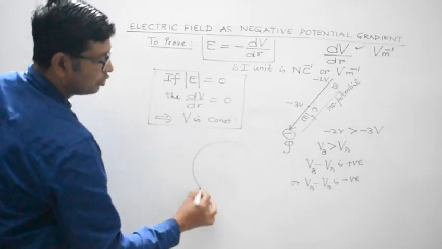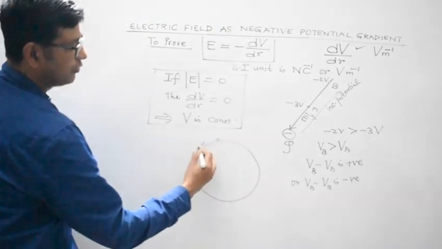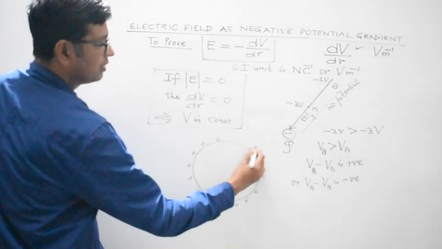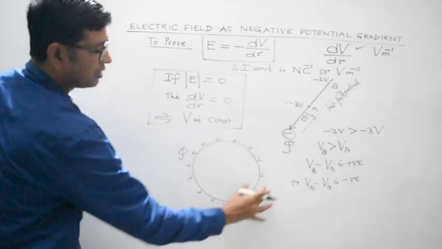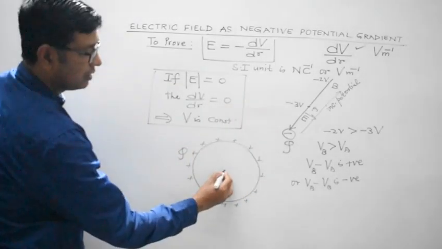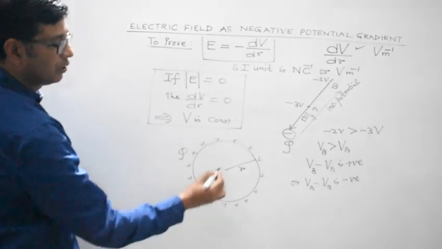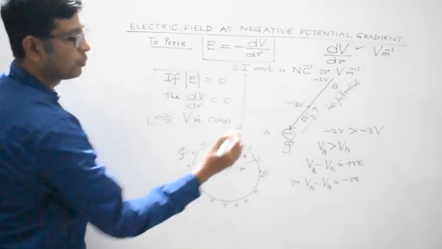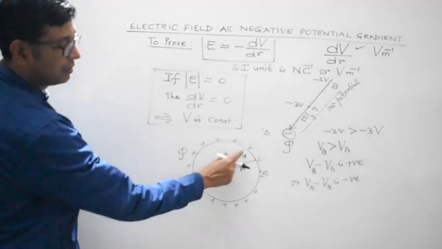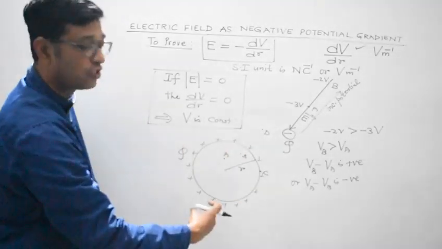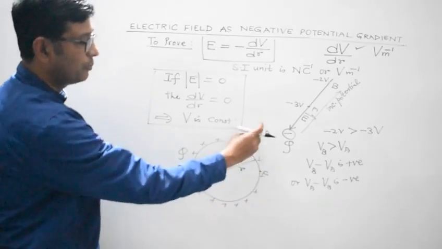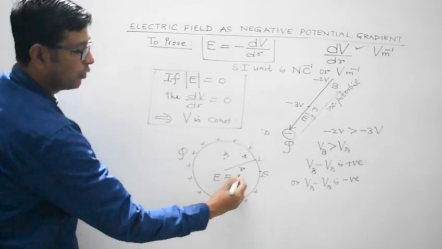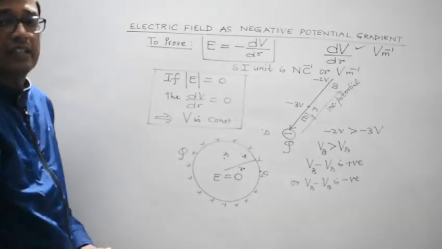Suppose there is a uniformly charged spherical shell. Say, charge Q is uniformly distributed over here, right? And suppose its radius is R. We can consider any point. This is A, this is B, this is C, and let us consider this point to be D. Points A and B are inside the uniformly charged spherical shell, while point C lies on its surface, and point D is lying outside. So inside the uniformly charged spherical shell, the electric field is 0.